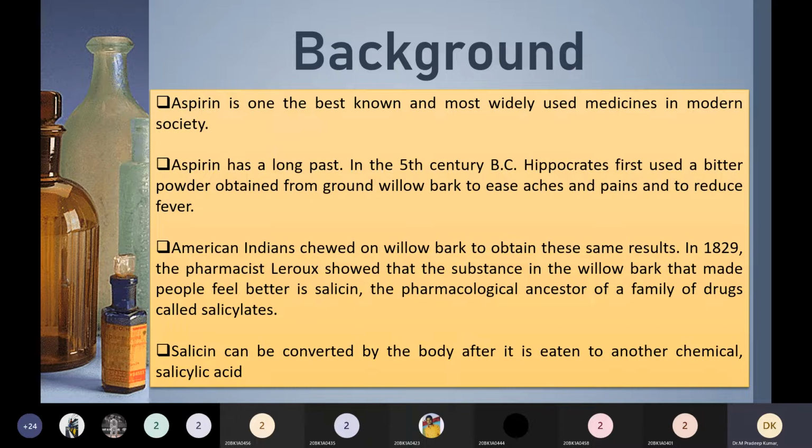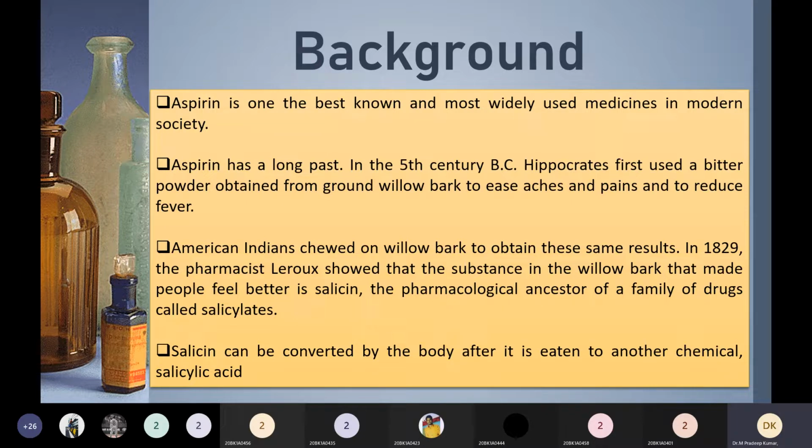Now, the background. Aspirin is one of the best known and most widely used medicines in modern society. Aspirin has a long past. In the 5th century BC, Hippocrates first used it as a bitter powder obtained from ground willow bark to ease aches and pains and to reduce fever.